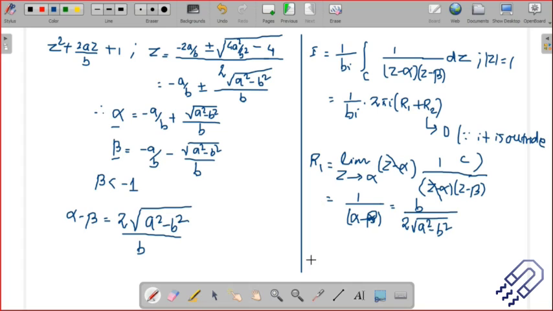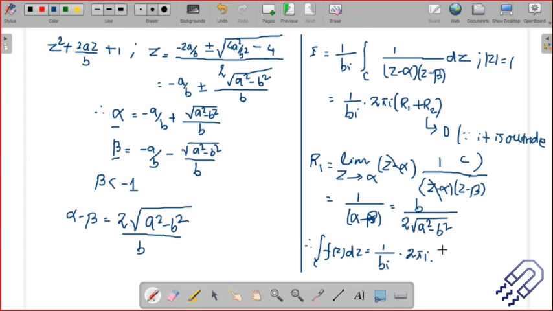That means I can simply find my value. If I do my calculations now, I can simply write it as this. The integral over C of f(z) dz is equal to 1 divided by bi, times the integration, which we have already found would be nothing but 1 by bi times 2 pi i. So this is 2 pi i.